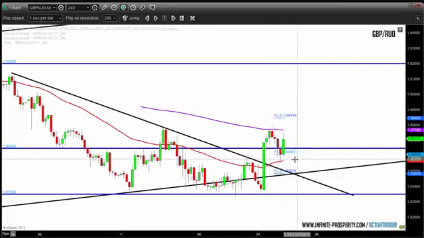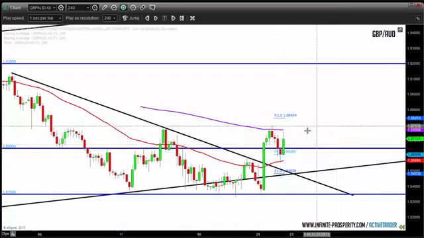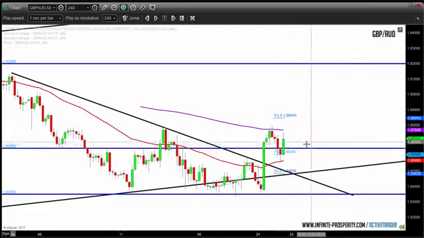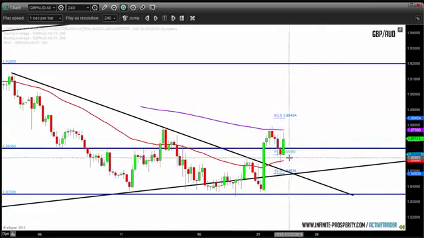Once I found my timing on the 4-hour, I wasn't too concerned about the rest of the price action, as I wanted to monitor that through the daily and the weekly, as that will provide me with a better outlook as to how to manage my position.